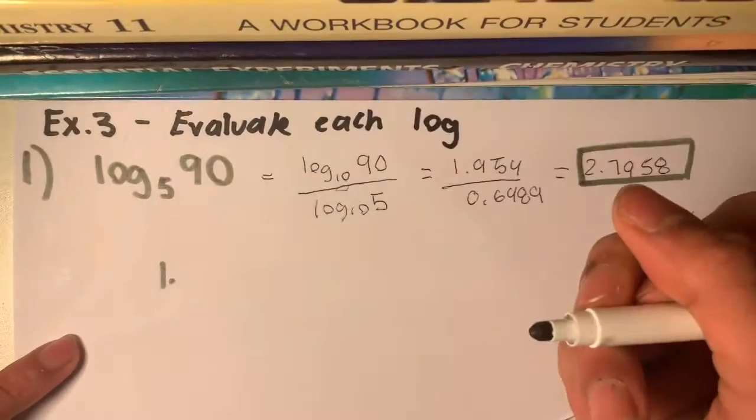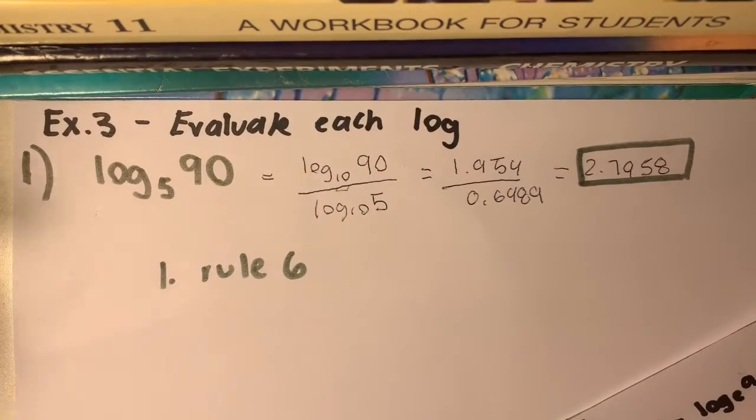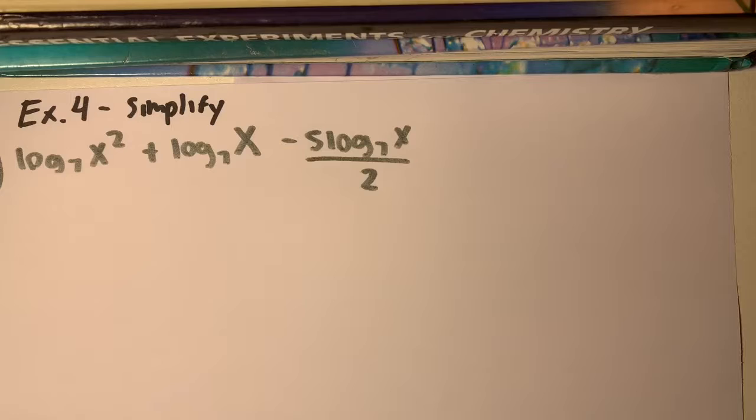So basically step number 1, all you need to do is use rule number 6. That's basically all you need to do in this case. Change it and then divide it and use it. Number 4 is going to be a question about simplifying, and I'm trying to simplify it to the lowest I can.